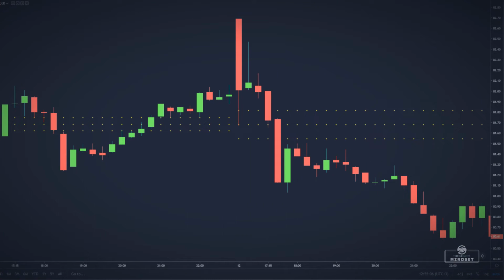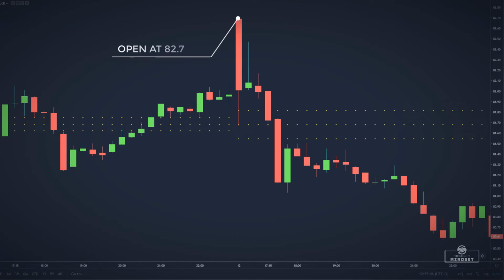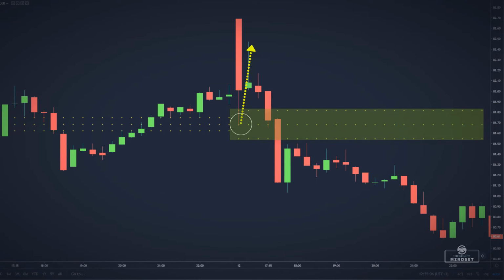Now let's change the scenario. In this chart, you can see that the ExxonMobil stock has a daily pivot range of 81.6 to 81.75 and it closed at 82. It opens the next day at 82.7 and it traded lower. In this example, as the market approached the pivot range, the selling intensity increased and the stock traded lower, and the market sliced easily through the pivot range and traded down to 81.1.